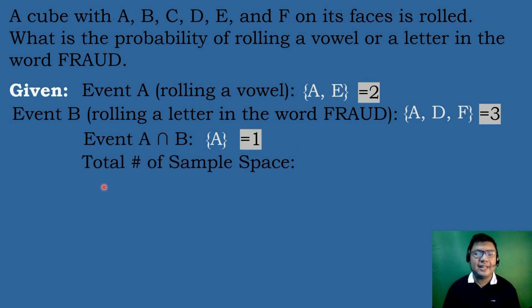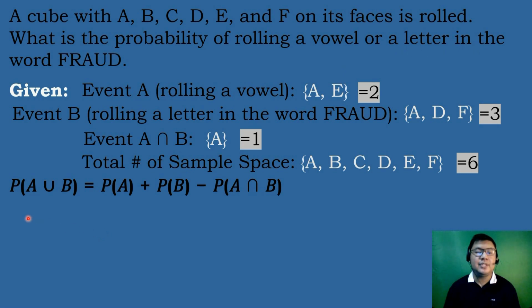And then after that, let's identify the total number of sample space. So the total number of sample space is equal to 6 because there are 6 letters on a cube. And then we will be identifying if this is an example of union or intersection of events. And obviously, this is an example of union of two events because there is a word "or" in between rolling a vowel and a letter in the word front.